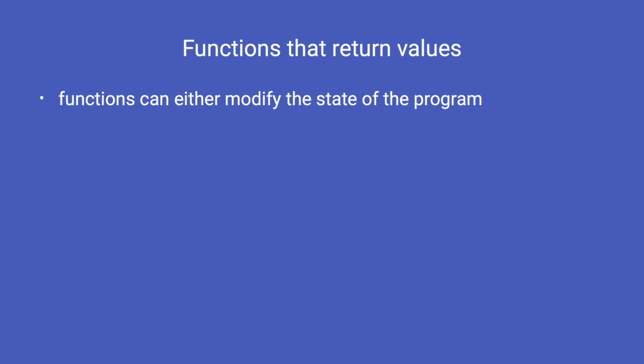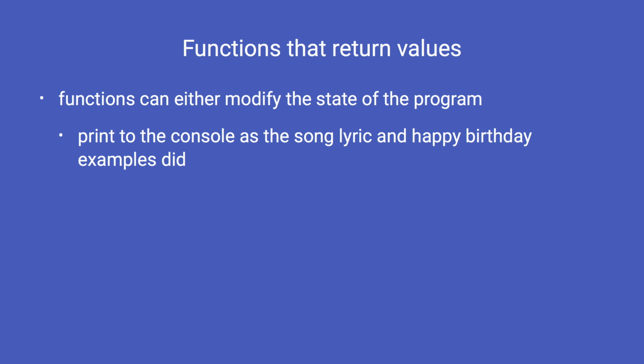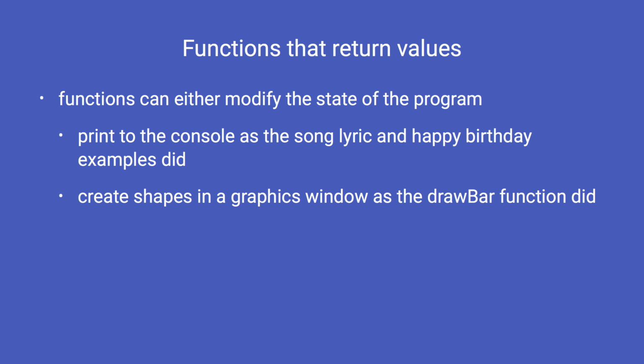For functions to be useful, they generally have two options. The first is they can modify the state of the program, as the examples we've seen so far. Printing to the output is modifying the state, as we're changing what appears in the console. The drawBar function we wrote modified the state of the program by drawing rectangles in the graphics window.